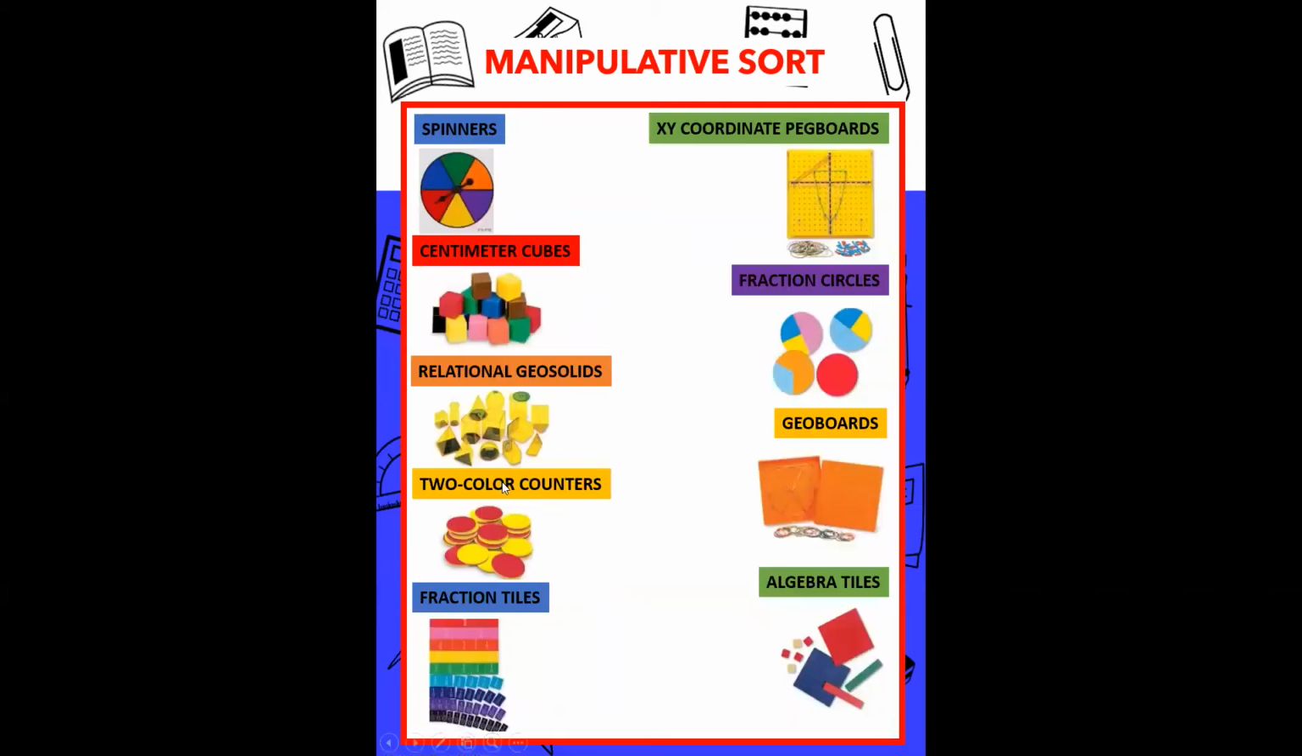All right. So go ahead and check your answers. Of course, we have spinners, centimeter cubes, fraction circles, fraction tiles, two color counters. So these are all manipulatives that you may have in your building, especially if you're a Title I school. So get with your instructional coaches or your department chairs if you want to experience the hands-on manipulatives.